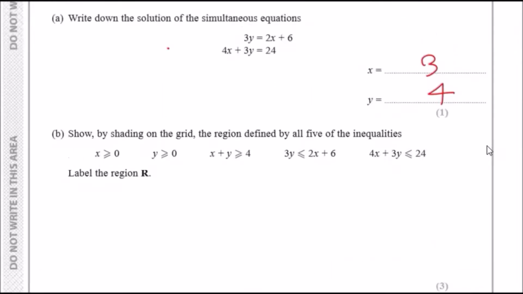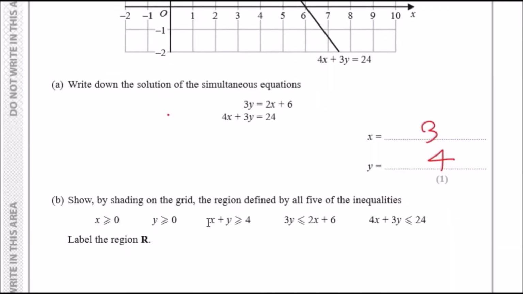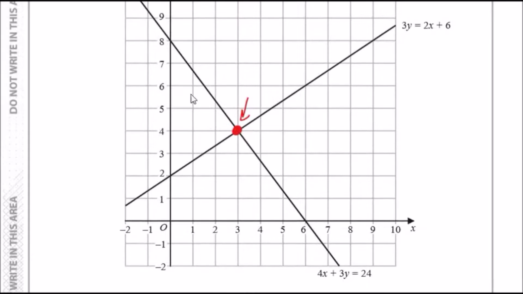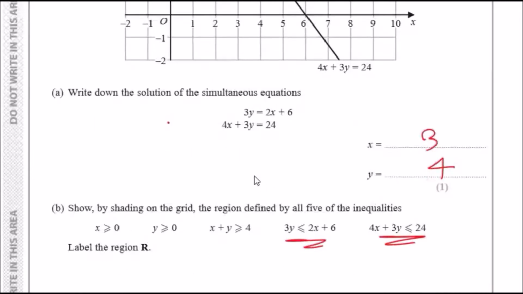So this one, you guys literally get your graph paper ready. We're going to try and do this. So have a look, we've got 5 equations. They've already drawn 2 straight lines for us, so that looks like these last 2 here. However, they have not drawn x plus y greater than or equal to 4. Now, this is easy to draw.